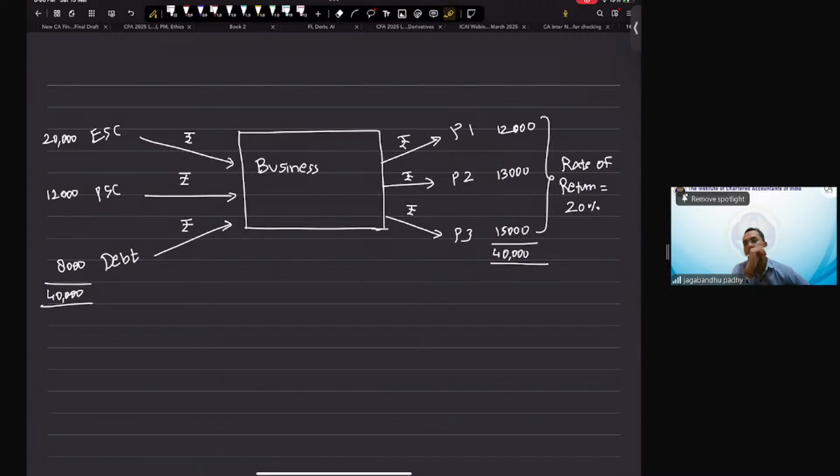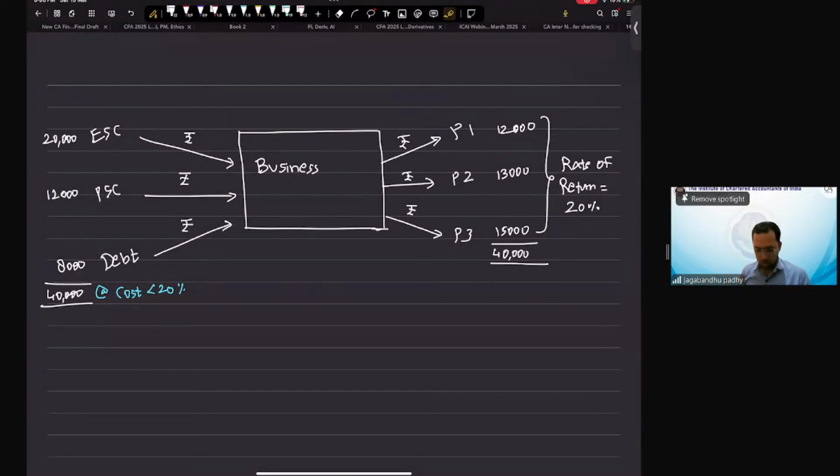Should it be more than 20% or less than 20%? Of course, less than 20%, right? So this fund, 40,000, has to be raised at a cost of less than 20%. Because when you're raising the money at a cost less than 20%, then only it makes sense. Because you raise money at less than 20% and you invest it at 20%, then that's where your business is going to grow. That's where your shareholders are going to be profited.